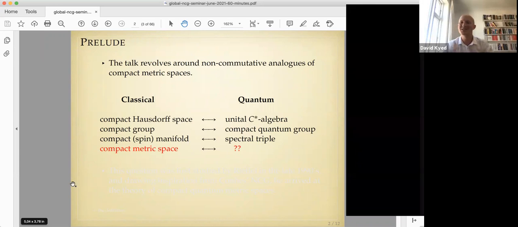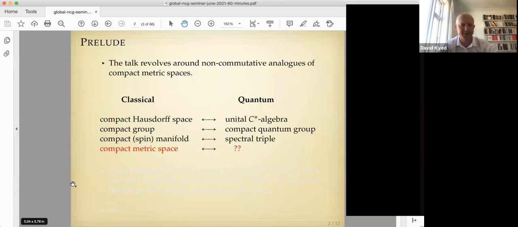So this is the Gelfand dictionary, right? And I've given you some of the more advanced stuff up here, namely the group structure, which corresponds to quantum groups, and the manifold structure, which corresponds to spectral triples. And what I wanted to talk about was just what if you do something less advanced and just demand that there is a metric around, which gives you the topology, how do you model this on the non-commutative side? And this was what Rieffel started investigating back in the late 90s, early 2000s. And he arrived at a theory that he dubbed compact quantum metric space. And this is what I want to talk about today.